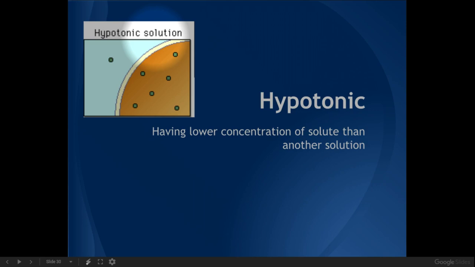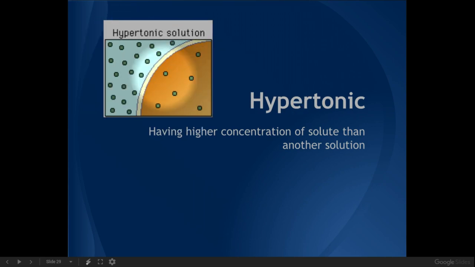Well, water moves from the hypotonic area to a hypertonic area. So here's a hypotonic solution. I see one solute, but a whole bunch of solvent out here. So the high concentration of solvent would like to move into the cell from an area of high concentration to low concentration. So water is always going to move from the hypotonic area to the hypertonic area. So in this case, it would move from the hypotonic solution to the hypertonic cell.